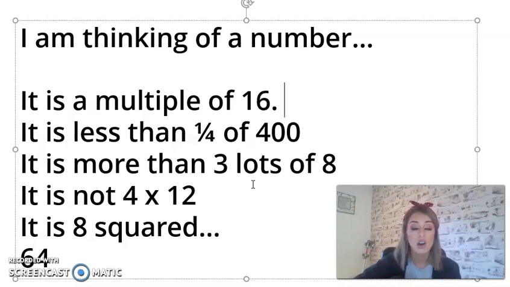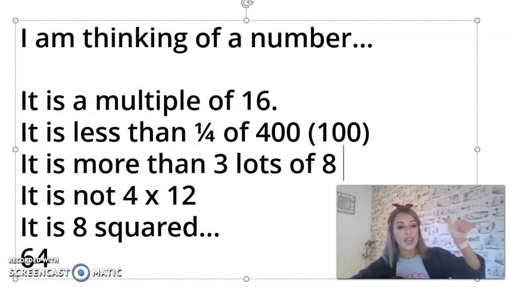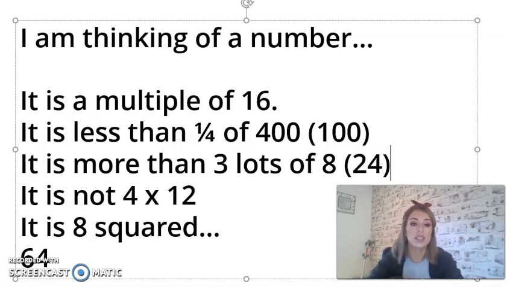Less than a quarter of 400. Well, a quarter of a number is when we chop it or share it equally into 4 pieces. And if we share the number 400 into 4 pieces, each piece is 100. So our number is less than 100. It is more than 3 lots of 8. So I can use my times tables there. 8, 16, 24. So 3 lots of 8 is 24. So it's more than 24, but less than 100.